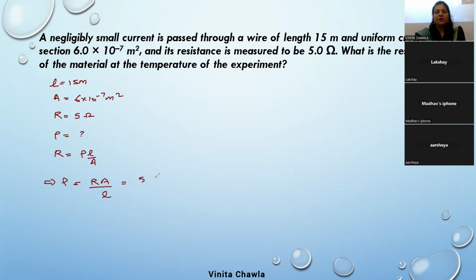Resistance is 5. Area of cross section is given, 6 into 10 to the power minus 7. Length is given, it is 15. Answer is 5 ones are 5, 5 threes are 15, 3 ones are 3, 3 twos are 6. It is 2 into 10 raised to the power minus 7. What is the unit? Ohm meter is the unit.